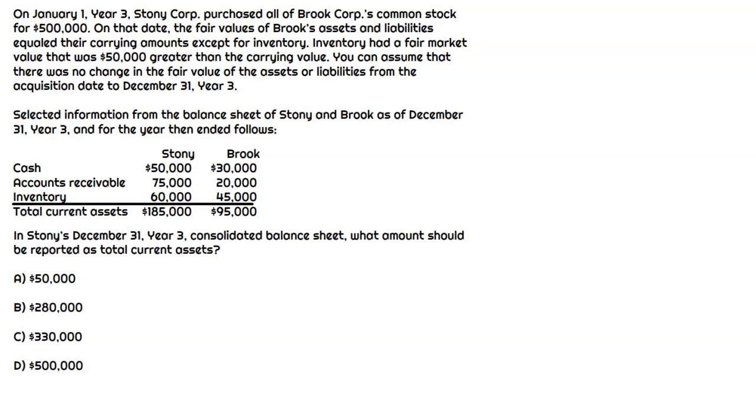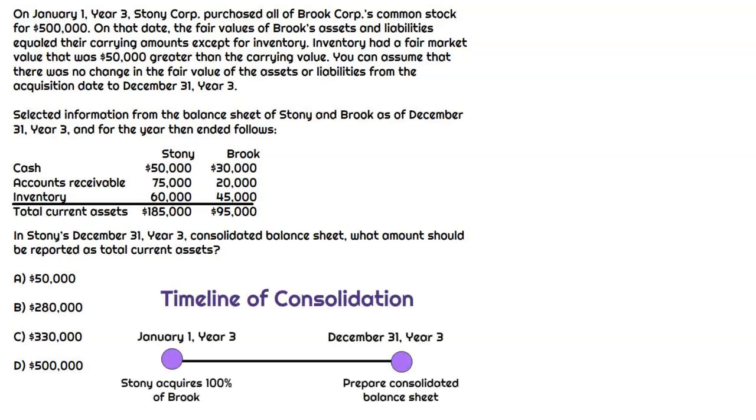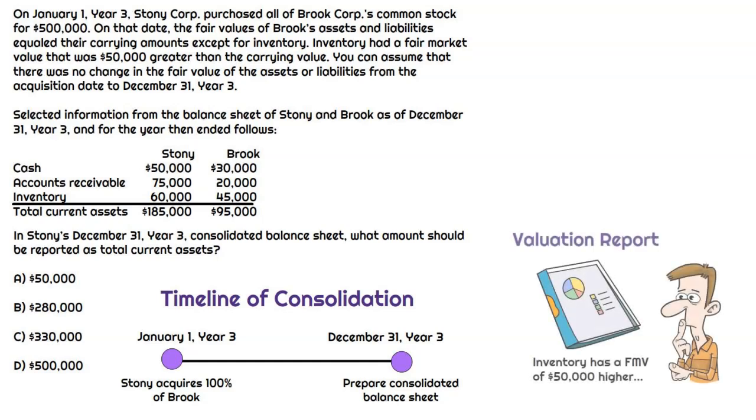So in this question, on January 1st, year 3, Stony Corp purchased all of Brook Corp's common stock. Now, on the date of the acquisition, for Brook, they would have to assess the fair value of all of the assets and liabilities. Because typically what happens is that Stony would just upload Brook's trial balance, which is all at the cost base or historical book values that Brook has, right?